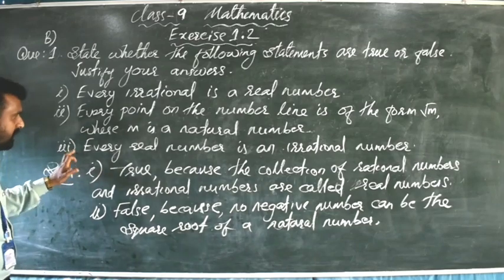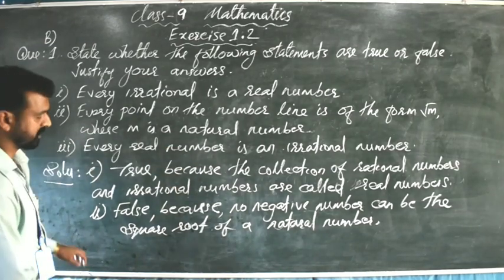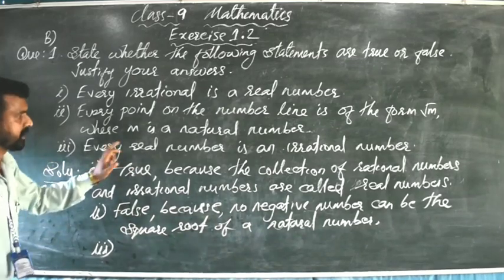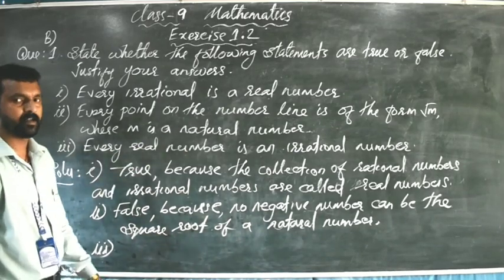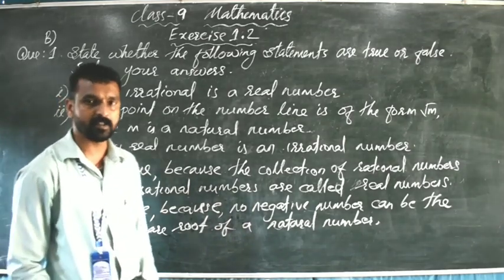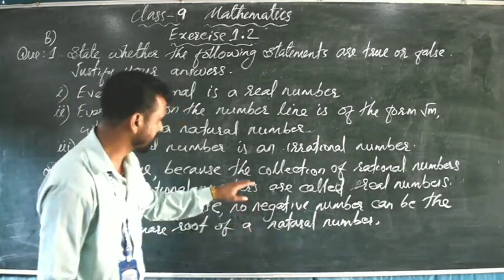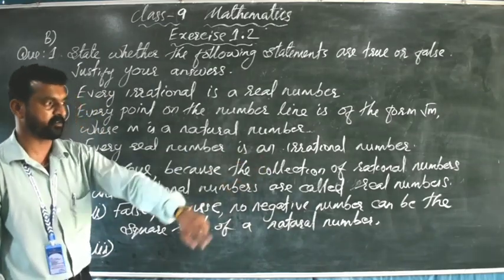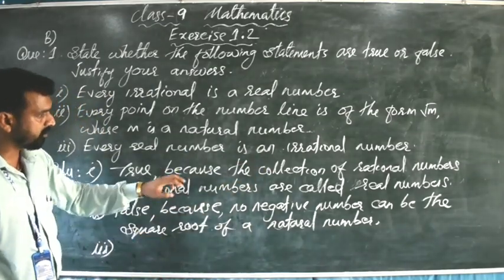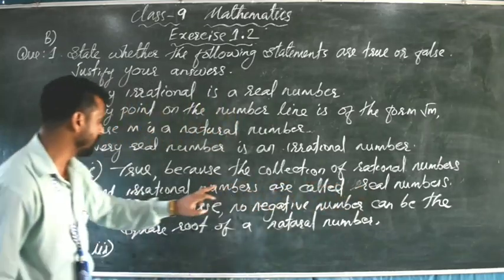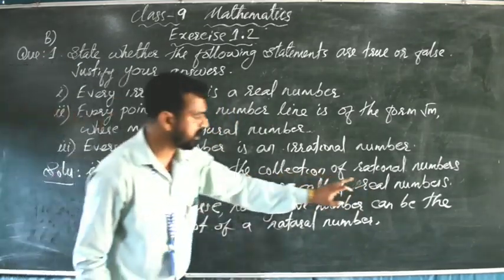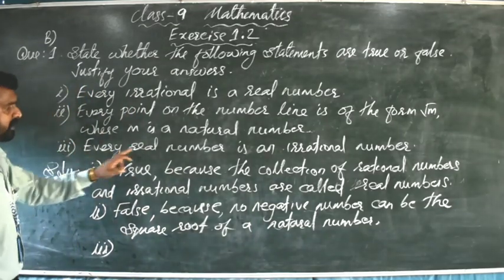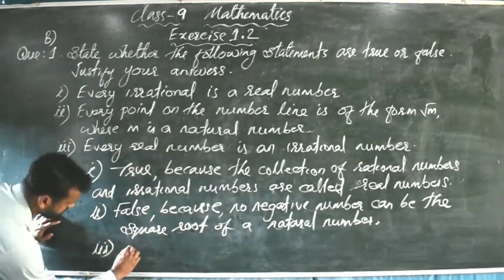Now the third one: every real number is an irrational number. Are all the real numbers irrational numbers or not? No. Just now we wrote here, the collection of rational numbers and irrational numbers are called real numbers. So all the real numbers are not irrational numbers. In the real numbers, rational numbers also will come. So it is a false statement. Every real number is an irrational number. That is false.